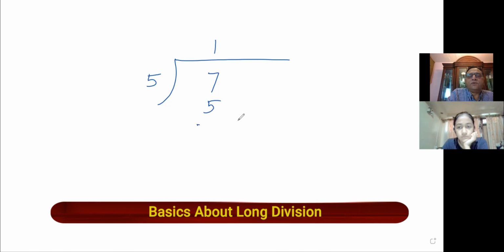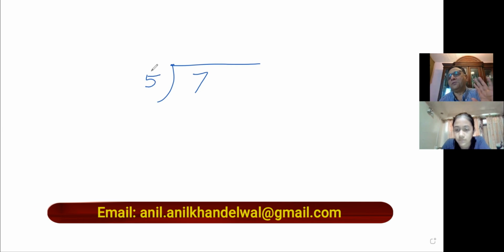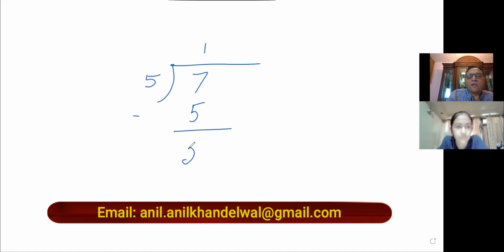In primary school, you did this long division. Let's take an example. Let's divide 7 by 5. These are my favorite numbers. They are odd numbers and they are wonderful numbers. 5 goes one time in 7 and you have 5 here. And when you take away, you get 2, correct?